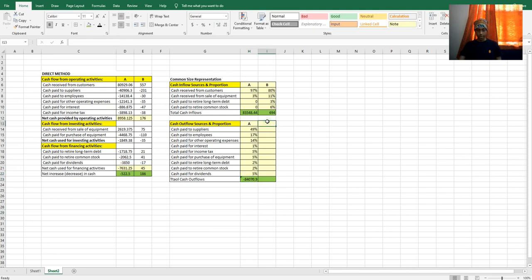Now we measure in case of B what is the situation. In case of B, the total outflows is equal to the sum of the first 5 plus purchase of equipment plus dividend, cash paid for dividend. This is what is coming, right? Common stock and long-term debt, the contribution is 0 and 0. No point bothering here.